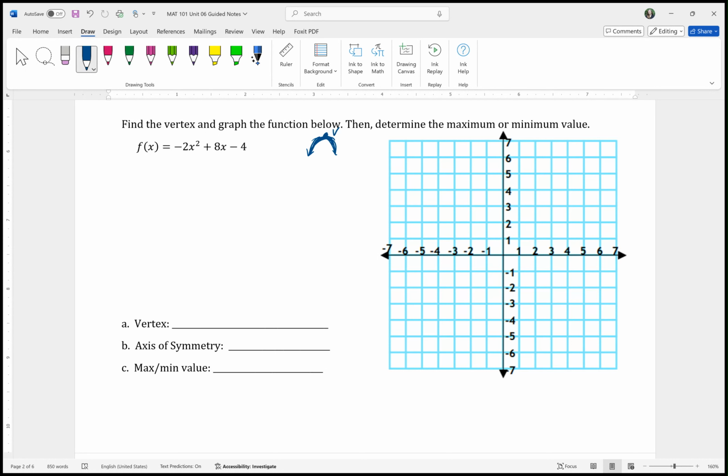Okay, that means this is a max. All right, so we know that when we start graphing this, it should be turning down and it should have a maximum for the vertex. Next step, find the vertex.